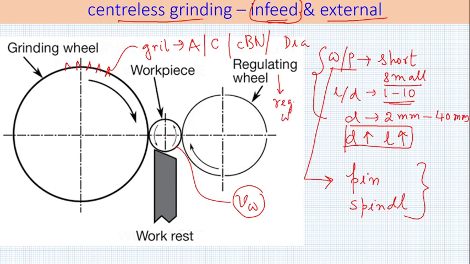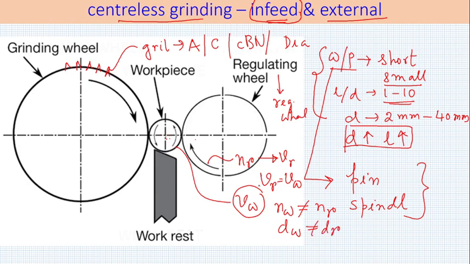This is your regulating wheel. It is written here itself. This regulating wheel is rotating with a speed of NR, so it has a peripheral speed of VR. Now, because VR is driving the workpiece by friction drive, one can assume VR equal to VW. But NW would be different. It would not be equal to NR because dW is not equal to dR. Okay, so these things are there.